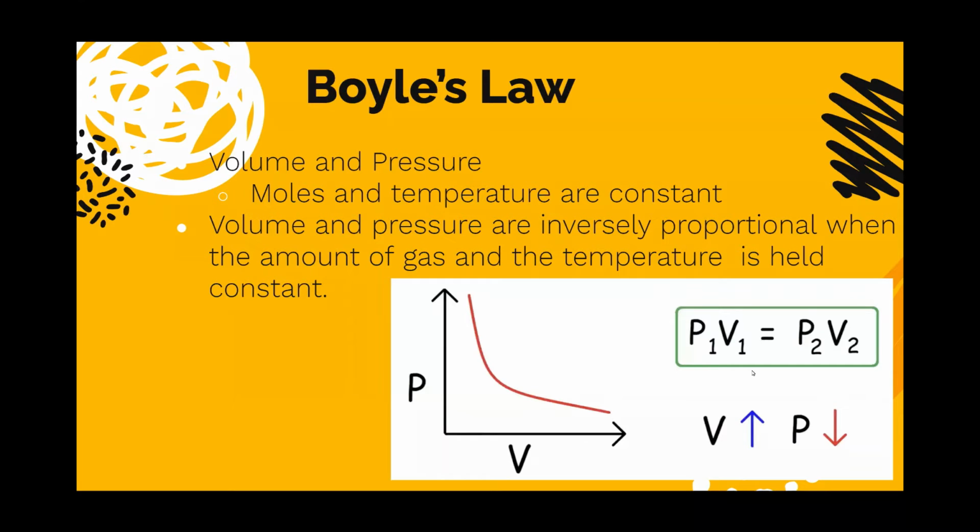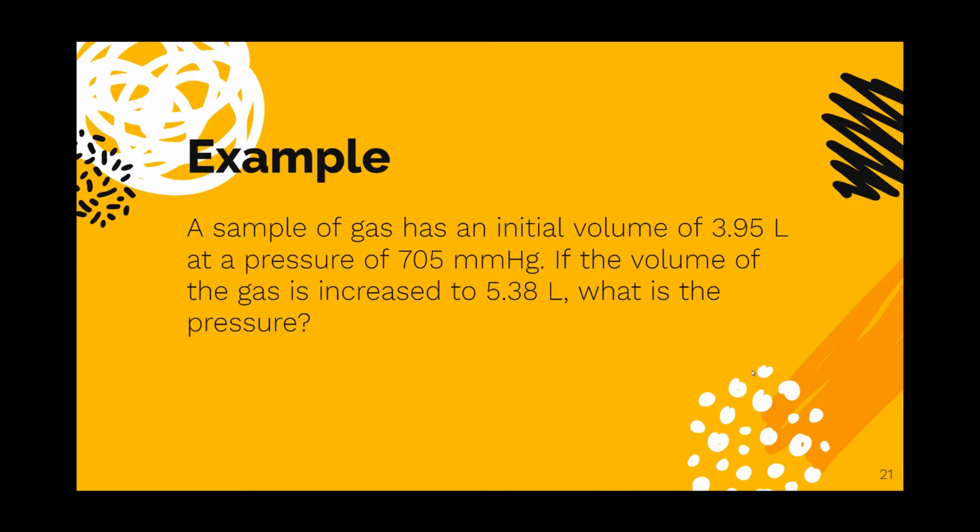So let's go ahead and look at an example problem where we are looking at how this law might actually present itself. So here's our example. A sample of gas has an initial volume of 3.95 liters at a pressure of 705 millimeters of mercury. If the volume of the gas is increased to 5.38 liters, what is the pressure? So let's go ahead and solve this problem using our Boyle's law.